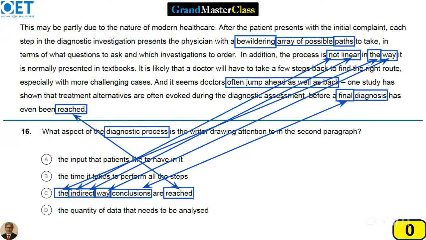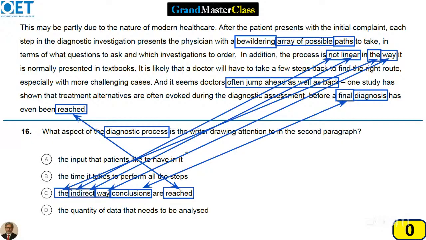They'll preliminarily diagnose with something. When they go for it, it's ruled out. Then they'll go for another test, and that also will be ruled out. So they'll go forward, backward, forward. But the final diagnosis is reached. It's not direct, straight, linear. Not linear means not direct, means indirect. That's very clear. So you have to understand the process.